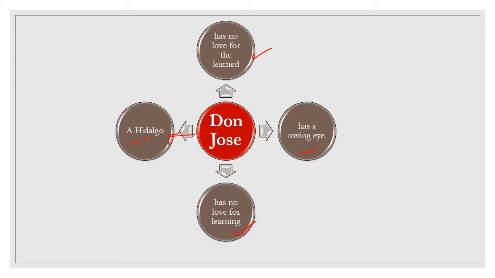We see that he has a roving eye. It means his eyes look around and around for women. So it is a dark side of his character. He is loose in his character. He is a depraved man. He is a man whose character is not good at all. So this is how Don Jose is depicted by Lord Byron. Okay, I think you have got an idea about Don Jose. Now let us go ahead.